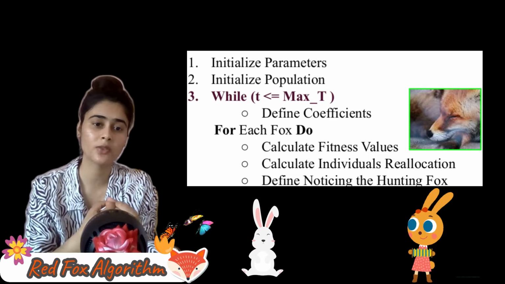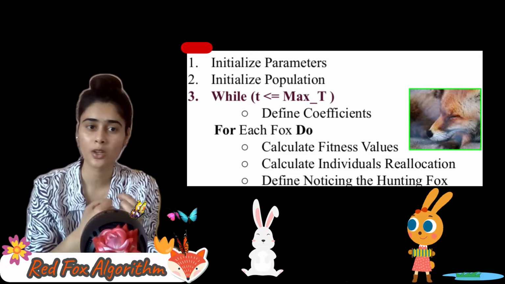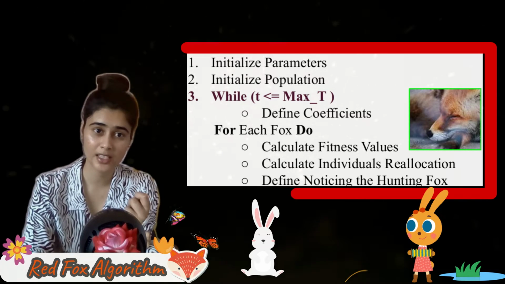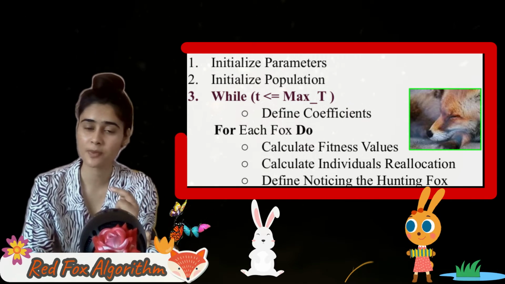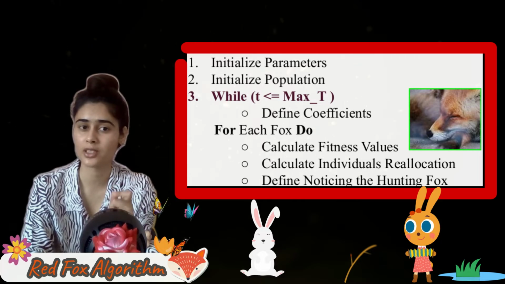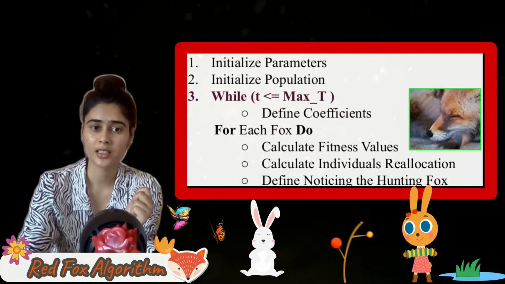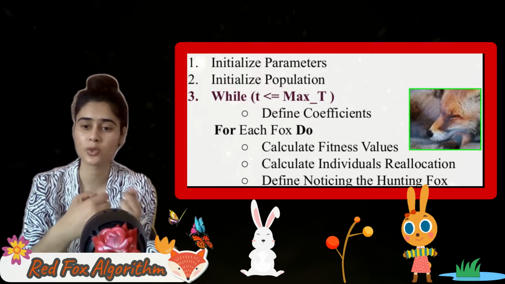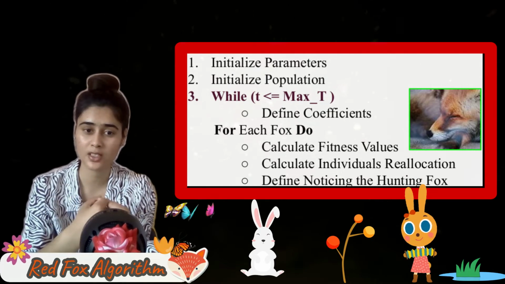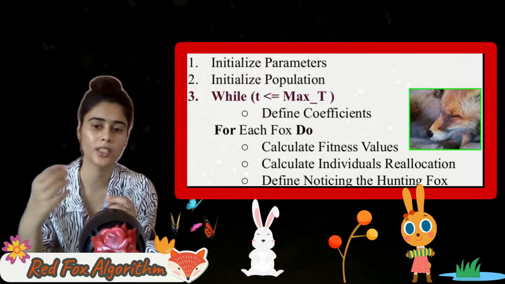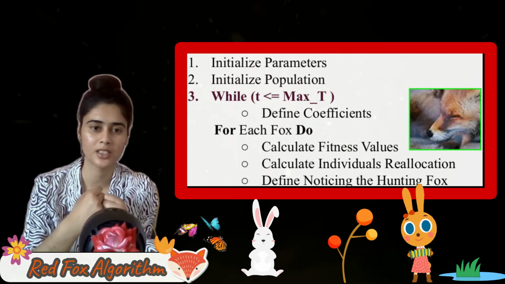So here you can see different steps are used in this algorithm. First we will initialize all the important parameters. Here we will initialize the algorithm parameters plus the optimization problem parameters. After that we will initialize the population. So we have the virtual environment, virtual foxes, that is the search agents. So we will initialize any number of populations, that step by step we will discuss further.